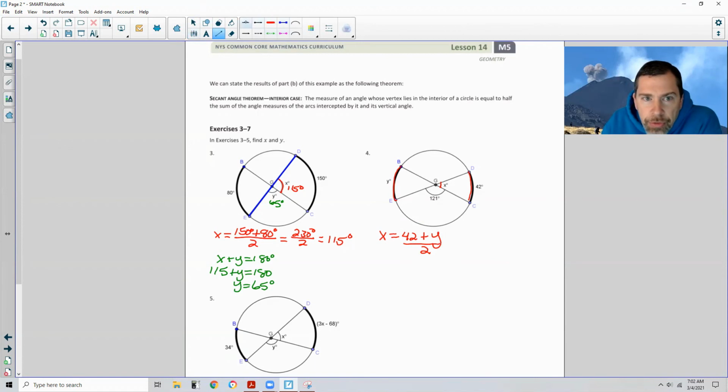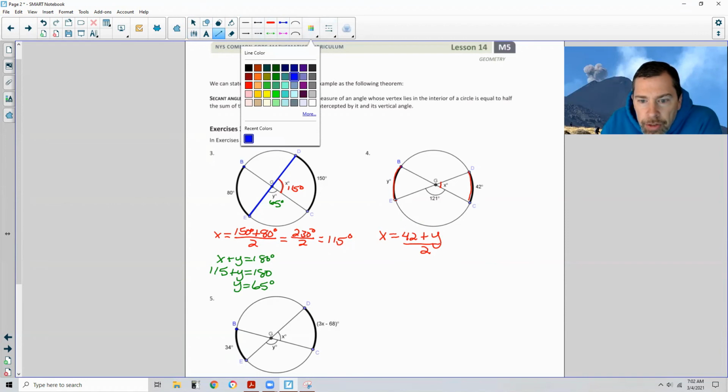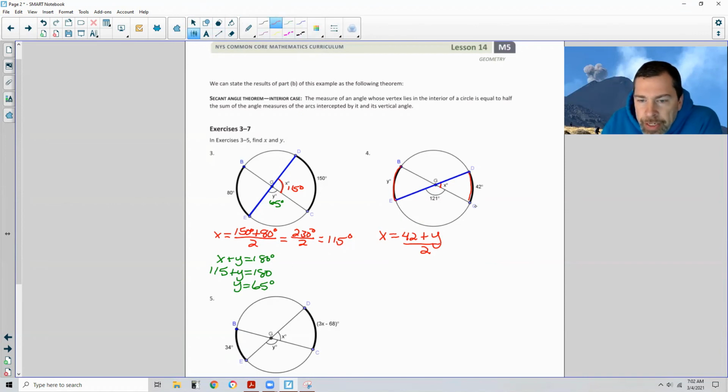So again, I'm going to point out that you have to be aware of linear pairs, straight lines. The measure of angle X in this case equals 180 degrees minus 121 degrees because they're a linear pair. So the measure of angle X is 180 minus 121, which is 59 degrees. The reason I left this here is we can now find Y if I substitute in 59. So always write the formula.